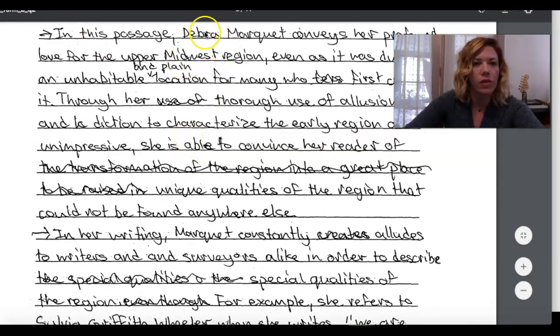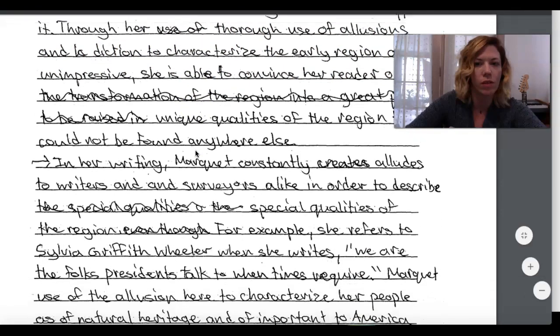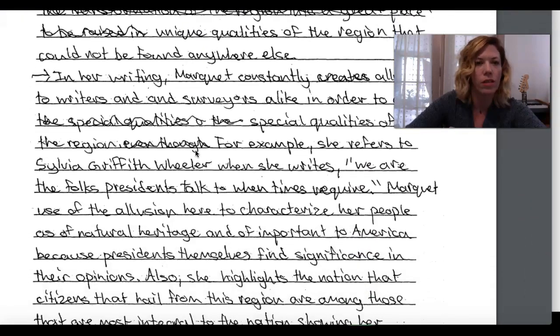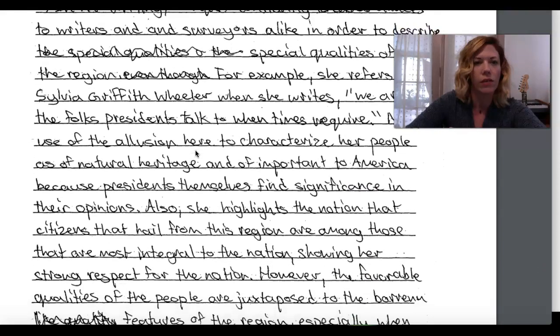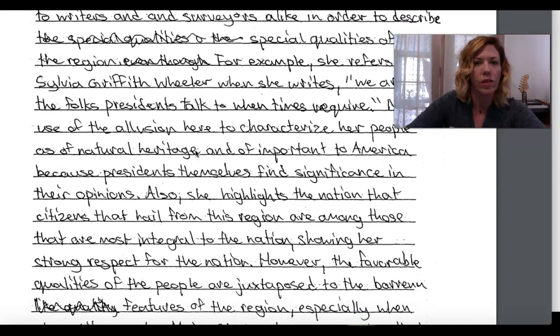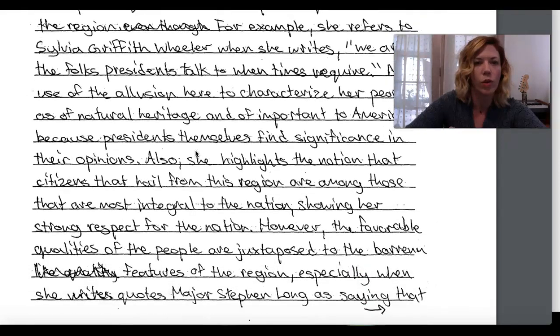In this passage, Deborah Marquardt conveys her profound love for the upper Midwest region, even as it was dubbed an uninhabitable and plain location for many who first approached it. Through her use of allusions and diction to characterize the early region as unimpressive, she is able to convince her reader of unique qualities of the region that could not be found anywhere else. In her writing, she constantly alludes to writers and surveyors alike in order to describe special qualities of the region.